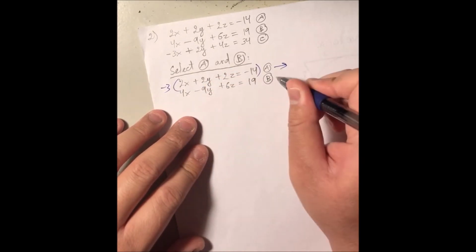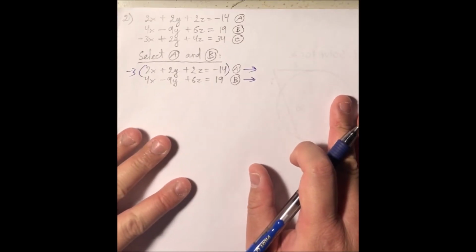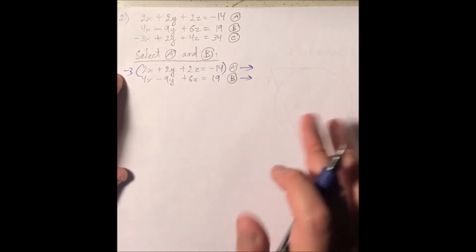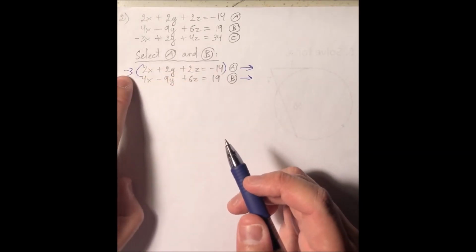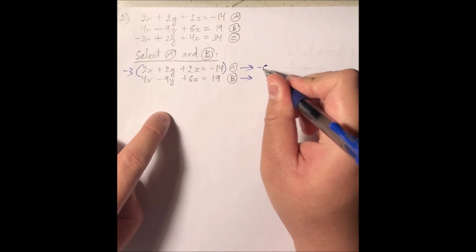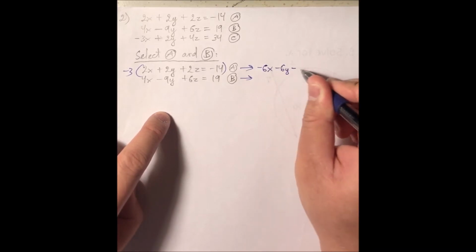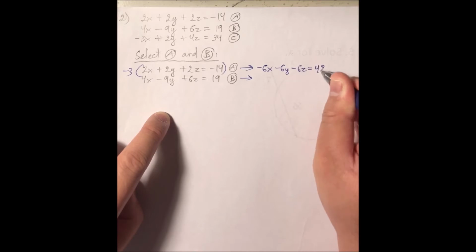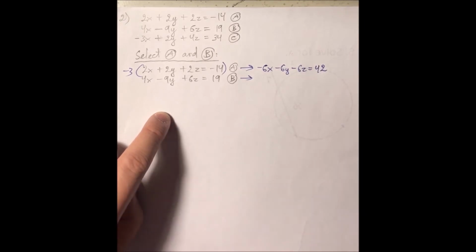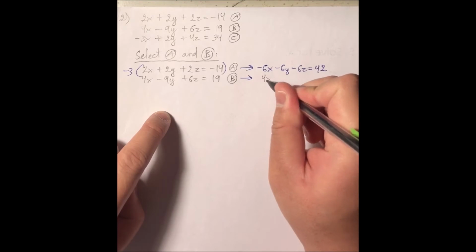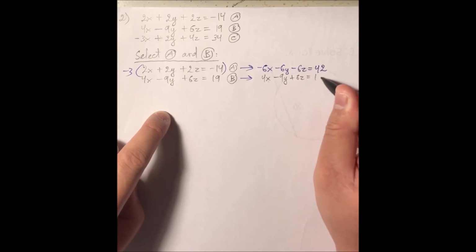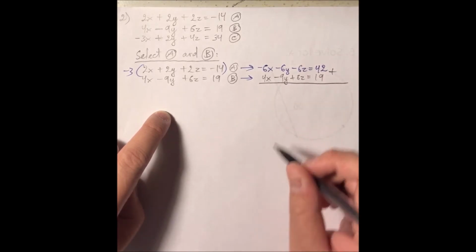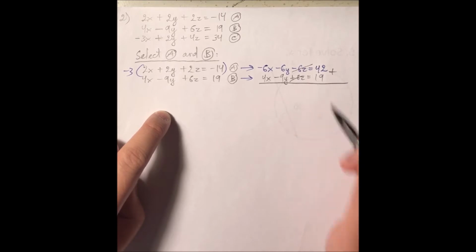If I were to do that, my new equation A can be found by distributing the minus 3 to each of the terms inside the parentheses. So distributing the minus 3, I would have minus 6x minus 6y minus 6z equal to positive 42. And of course, equation B is going to stay the same. And then when we add them vertically, guess what? Minus 6z and the plus 6z cancel out.